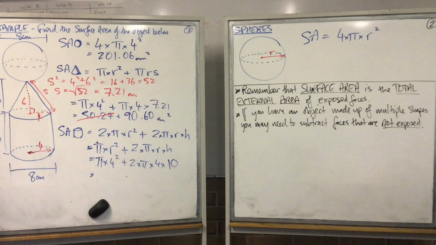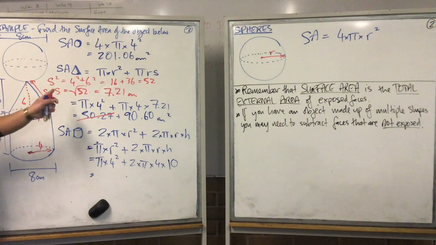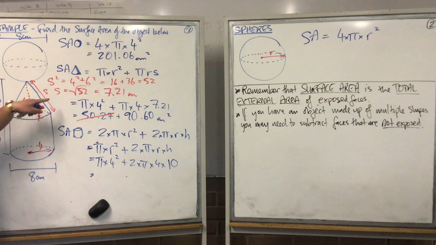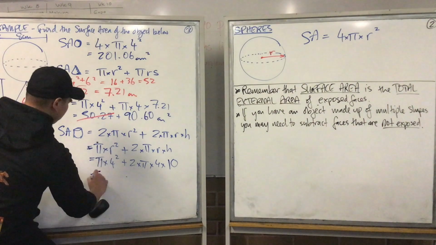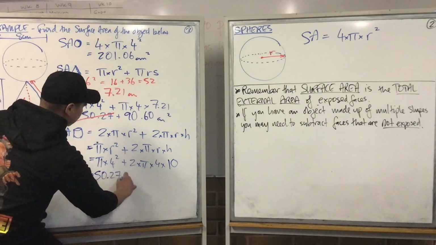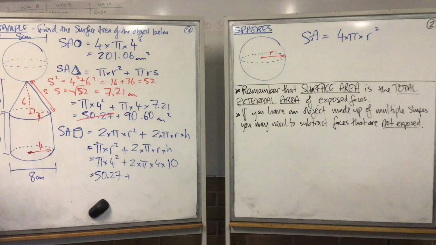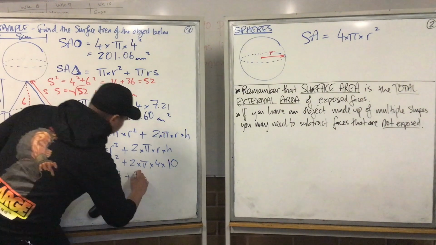So pi. Have I already written down what the area of this circle is? I've got that working out there already. I'm not going to waste time on the calculator. It's 50.27. 50.27 plus, the only thing I need to work out is that 2 pi rh. 2 times pi times radius times 10, 251.33.